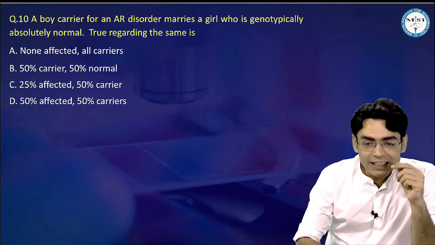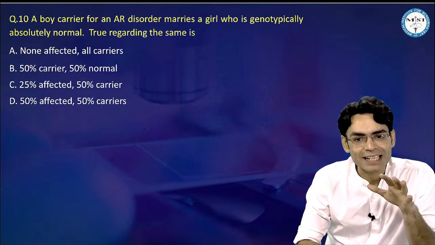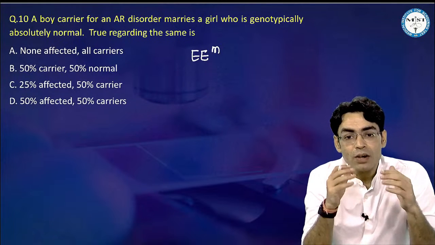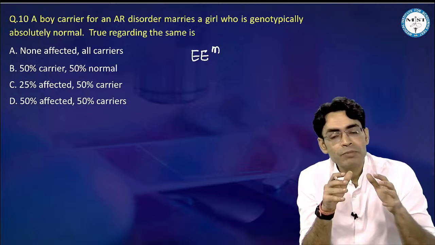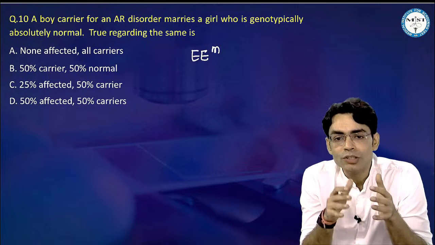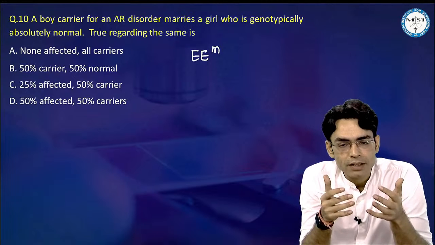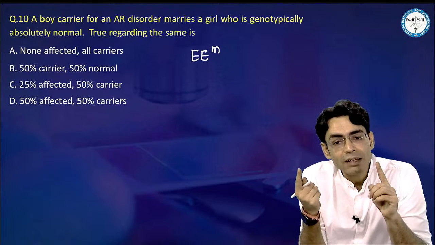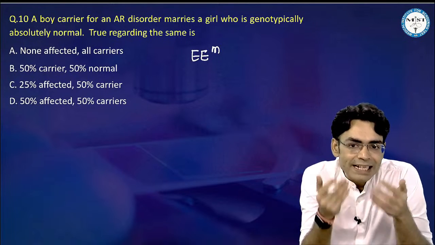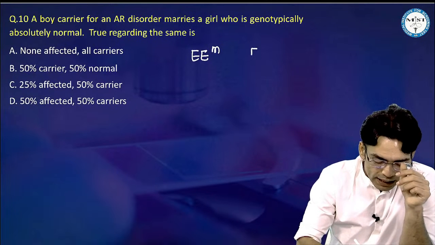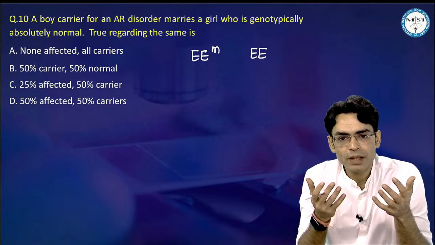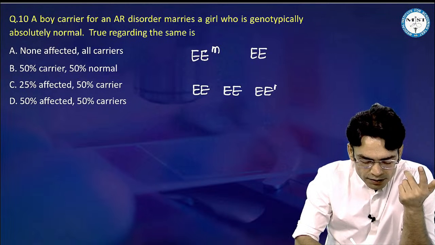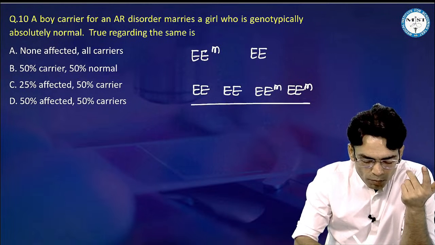Let's see. They are talking about an autosomal recessive disorder, and he's a carrier, right? You must know that autosomal recessive disorders can only manifest themselves when they're homozygous, when both the alleles are mutated. But if we are saying it's a carrier, that means only one allele is mutated and the second allele is normal. That is why this person is carrying the disease, but not showing it. And then we are marrying him to a normal lady. So what is the probability? These are the four probabilities which we have.